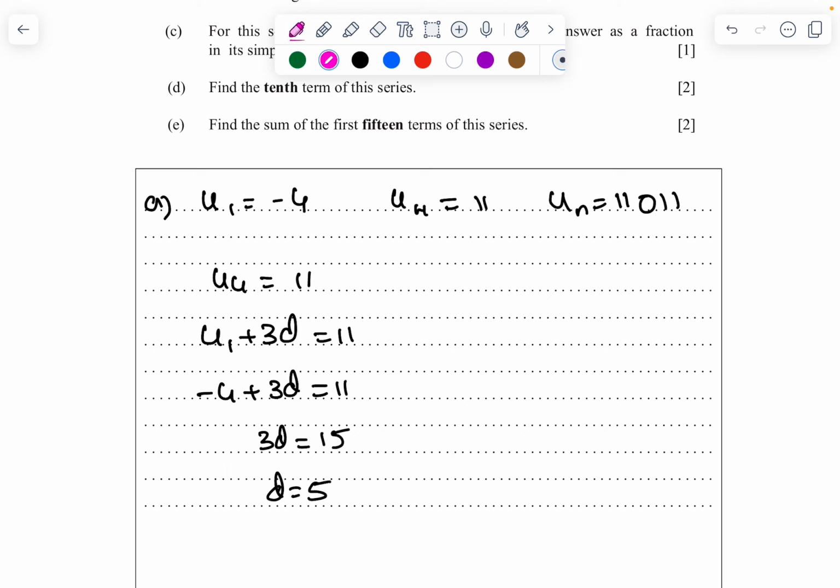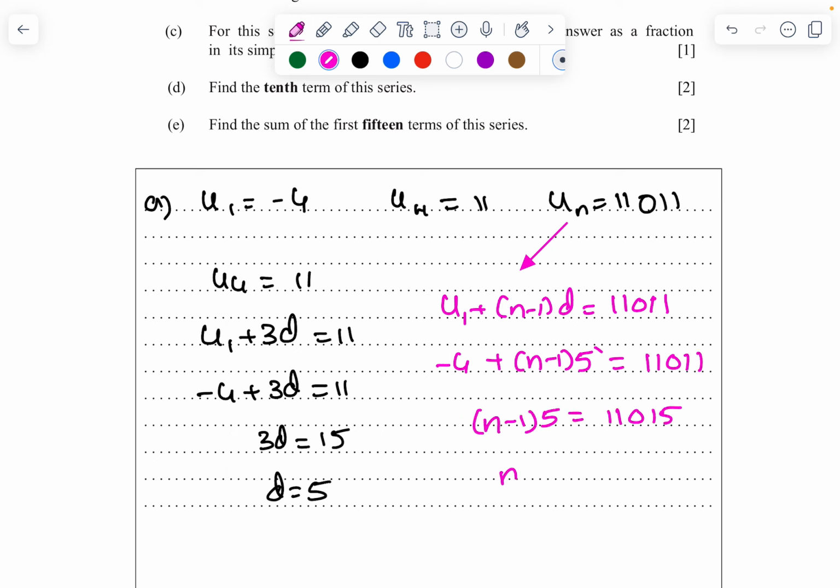Now I need to find out the value of n also. So un means u1 plus n minus 1 times d equals 11,011. u1 is negative 4 plus n minus 1 times 5 equals 11,011. So n minus 1 times 5 equals 11,015. So n minus 1 equals 2,203. n equals 2,204.